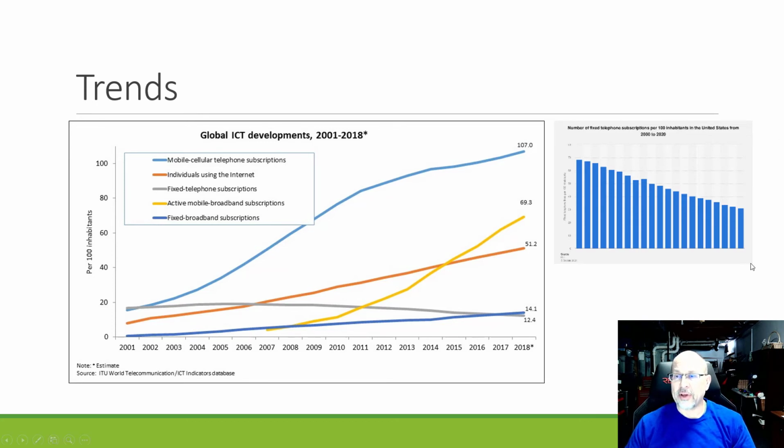Now on the graph on the right here, I've included this one because it's for one country, the United States, and what this shows is the number of subscriptions over the last 20 years, obviously going down. If we bounce this against the population growth, it's actually worse than this. It's not just a numbers game, it's the numbers per the number of people in a particular geographic area. So that would actually make this a little steeper.